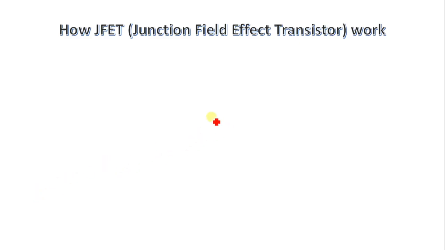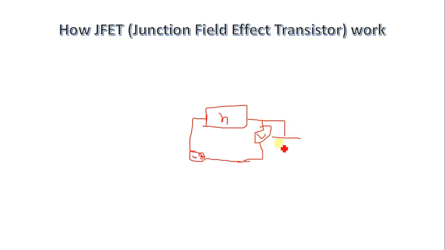First of all, I want to show this circuit. That is an N semiconductor, and I'm connecting a voltage and a milliammeter, which means the measurement of current. And this is a voltage, and this is a supply. That is a plus, that is a minus, and that is a plus, that is a minus.